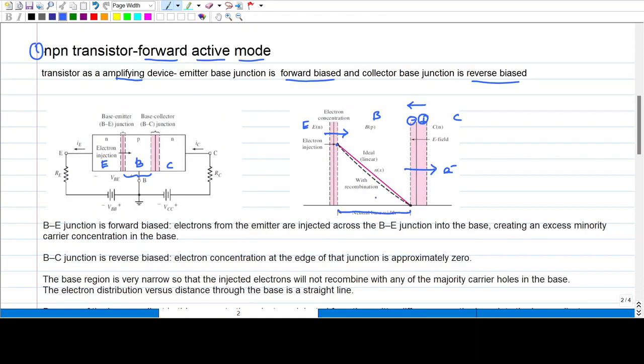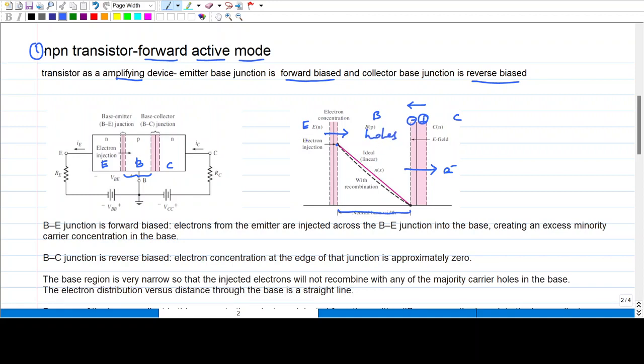Now what happens inside the base? We can see two different curves. One is a linear curve, a straight line, and another is a curved line. Here this is a base which is of p type. The holes are the majority carriers.